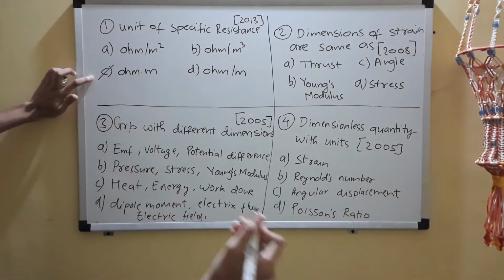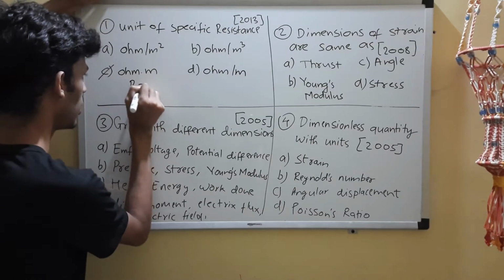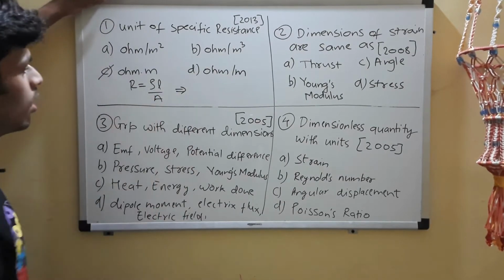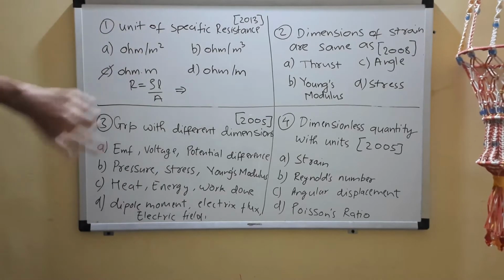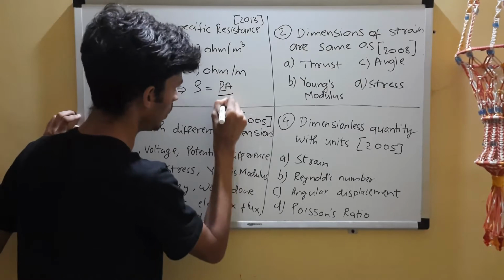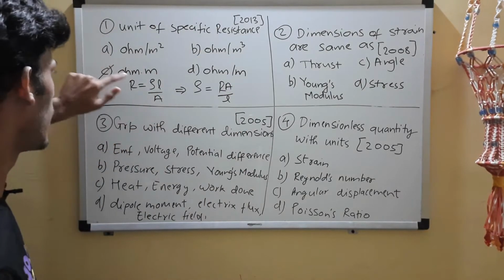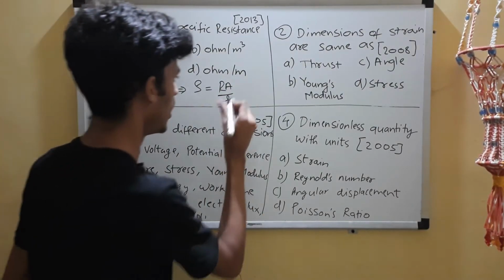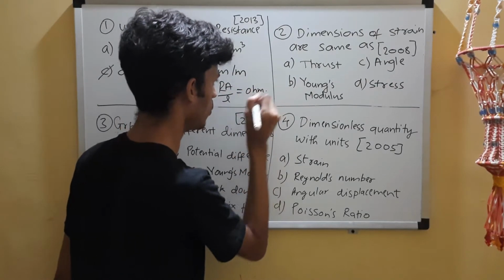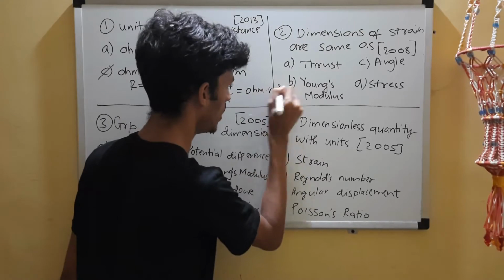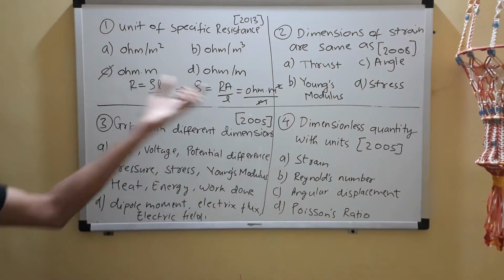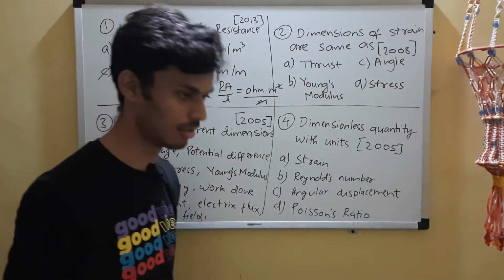Those who don't know the unit directly can use R equals rho L by A. This rho is our specific resistance or resistivity. Make that the subject since we want its unit, so rho equals RA by L, and now you can substitute the units. R is resistance measured in ohms, A is area, meter square, L is length, meter. So meter square and meter get cancelled, leaving ohm meter. Option C is the correct choice.